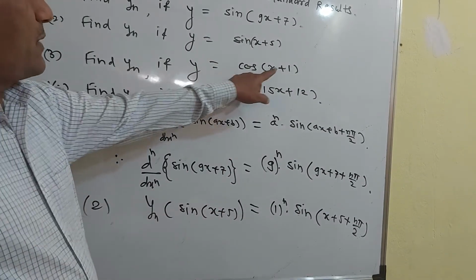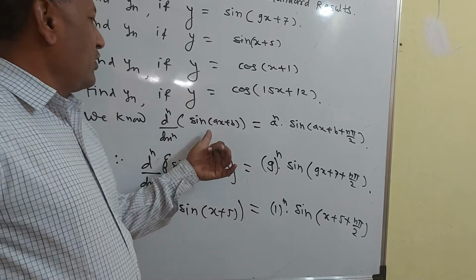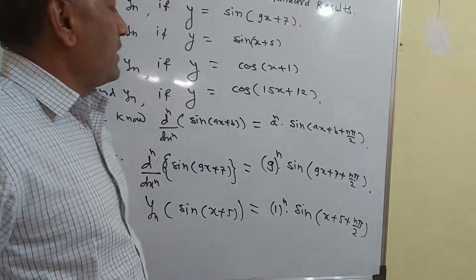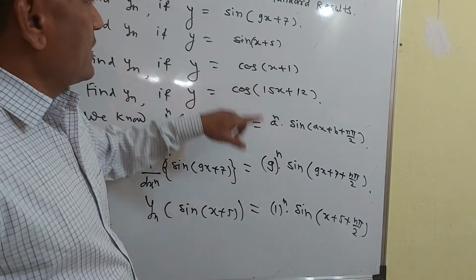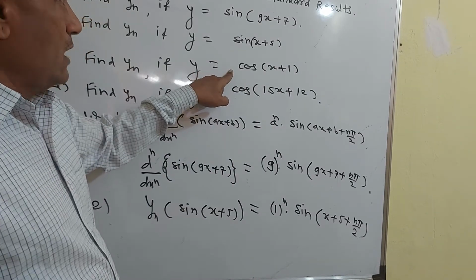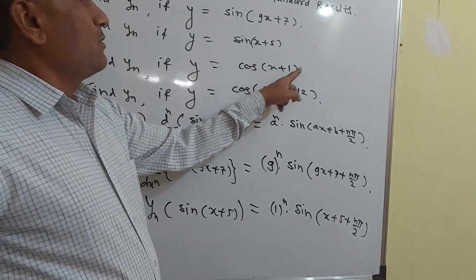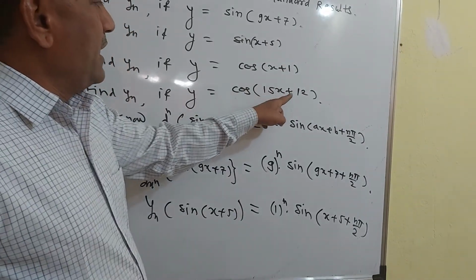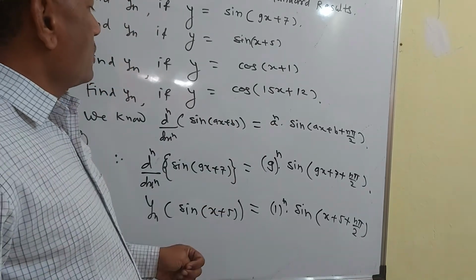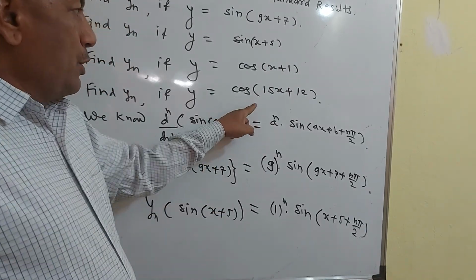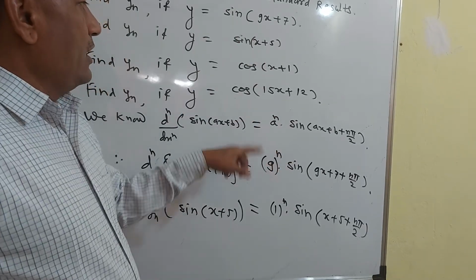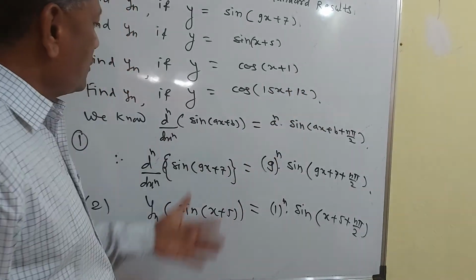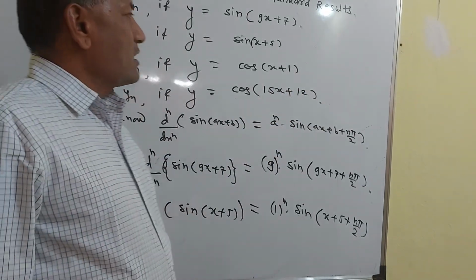Similarly, if y is equal to cos of x plus 1, again you know that nth derivative of cos of ax plus b is a raised to n into cos of ax plus b plus n pi by 2. Therefore, nth derivative of cos of x plus 1 is again 1 raised to n, means 1, into cos of x plus 1 plus n pi by 2. And nth derivative of y is equal to cos of 15x plus 12 is again, using the formula, 15 raised to n into cos of 15x plus 12 plus n pi by 2. So in this way, you find the nth derivative of sine of ax plus b and cos of ax plus b.